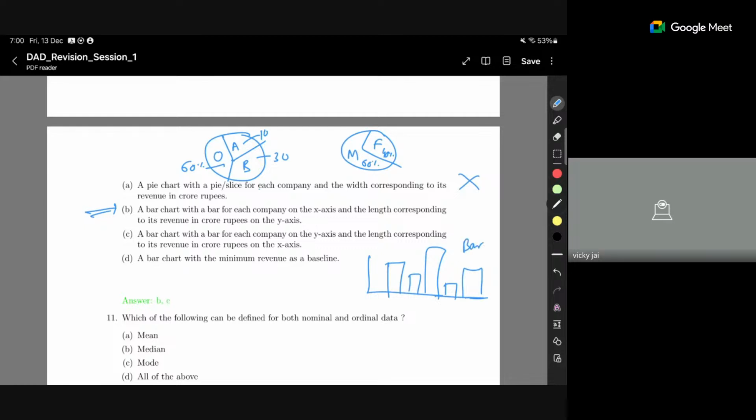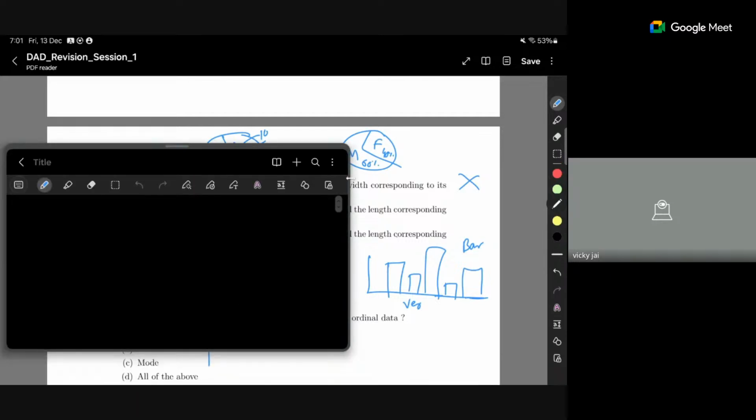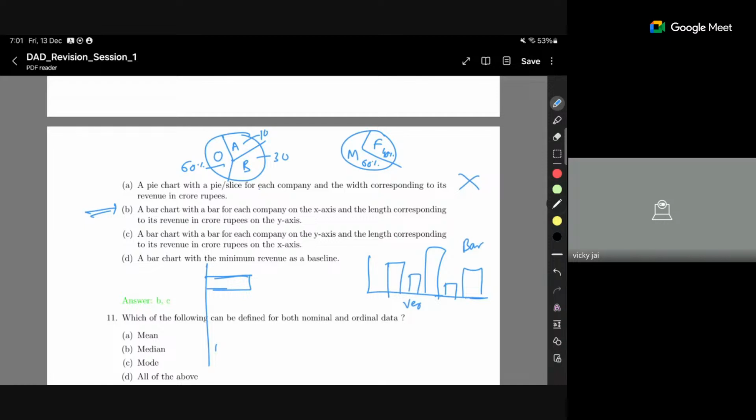This is possible. Now a bar chart with a bar for each company on the y-axis and length corresponding to revenue in crores on the x-axis, this is okay too. Both kinds of bar chart. This is called, I think, vertical bars, and you can maybe draw horizontal bars as well, right? This kind of data is also valid. So horizontal bar chart, vertical bar chart, both kinds of bar chart are okay. You can do that.